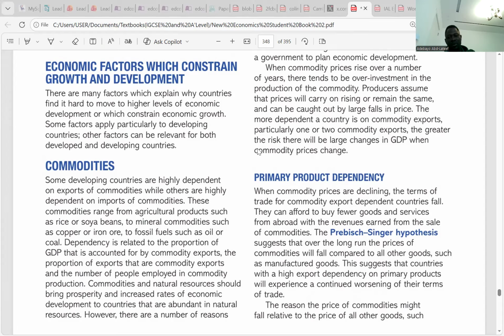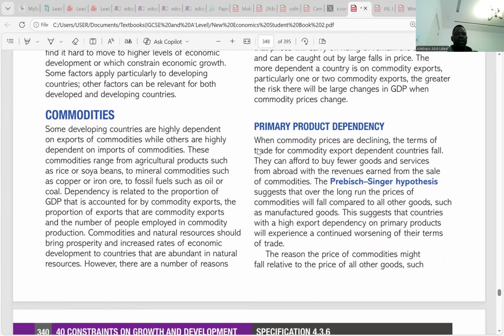And when we talk about commodities, I'm going to read, then we'll look further. Some developing countries are highly dependent on exports of commodities, while others are highly dependent on imports of commodities. These commodities range from agricultural products such as rice or soya beans to mineral commodities such as copper or iron, or to fossil fuels such as oil and coal. Dependency is related to the proportion of GDP that is accounted for by commodity exports, the proportion of exports that are commodity exports, and the number of people employed in commodity production.